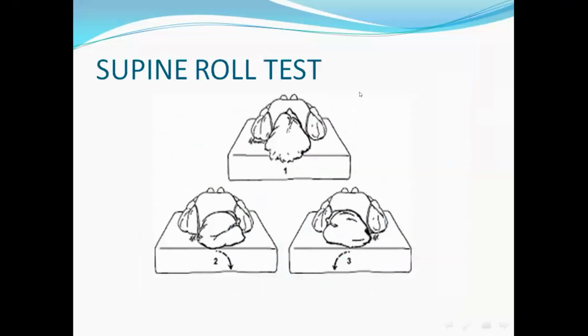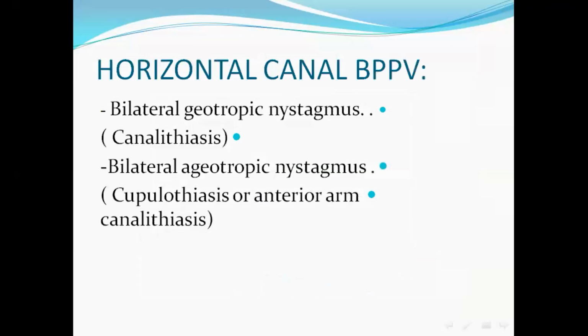Now we have finished the posterior canal BPV. Next, the horizontal canal BPV. Here we do the supine roll test to diagnose horizontal canal BPV. The patient lies in the supine position, and you move the head 90 degrees to the right and 90 degrees to the left, and you look for a nystagmus with special characteristics.